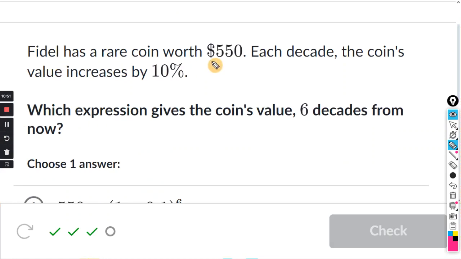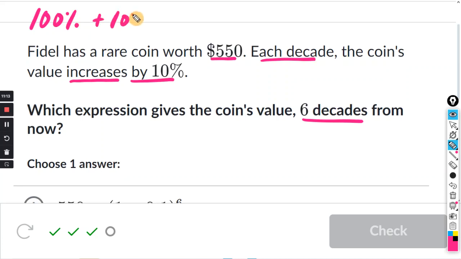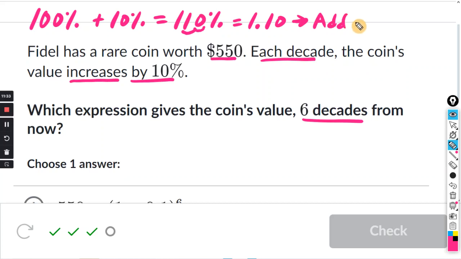Last one, Fidel has a rare coin worth $5.50. Each decade, the coin's value increases by 10%. Which expression gives the coin's value 6 decades from now? Okay, we are adding 10%, so you start with 100%, and you add 10%. That is going to be 110%. Converting to decimal, if you move it over 2 places, that is going to be 1.10. Okay, so 1.10 adds 10%, basically when you multiply it.